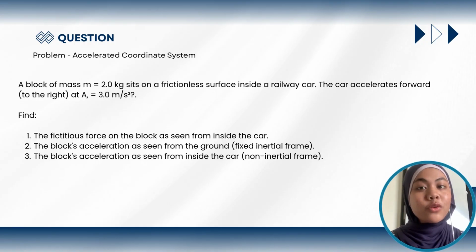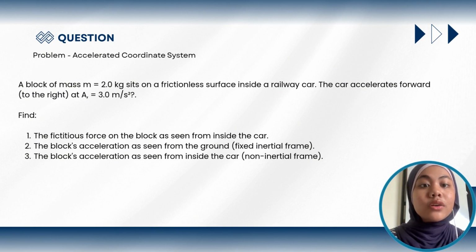So next we move to the question part. The problem statement here: a block of mass m equals 2 kg sits on a frictionless surface inside a railway car. The car accelerates forward to the right at a equals 3 meters per second squared. So here we need to find, first, the fictitious force on the block as seen from inside the car, second, the block's acceleration as seen from the ground, and third, the block's acceleration as seen from inside the car.